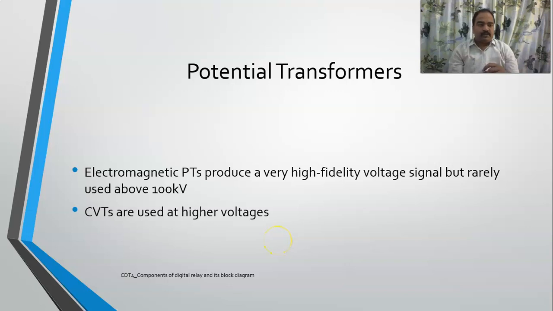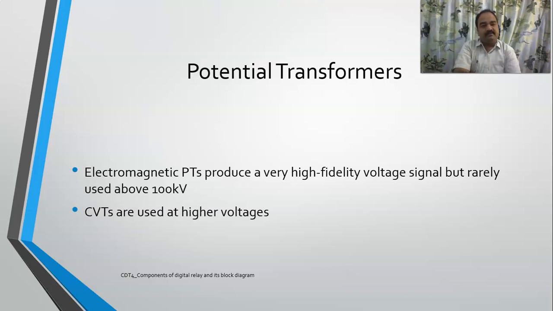Now coming to the potential transformers, just like your CTs, where burden is one such factor which affects the performance of a CT. Don't get confused with the burden. Burden is nothing but the loading on the secondary side of the transformer. Similarly, for potential transformers also, burden is a factor.